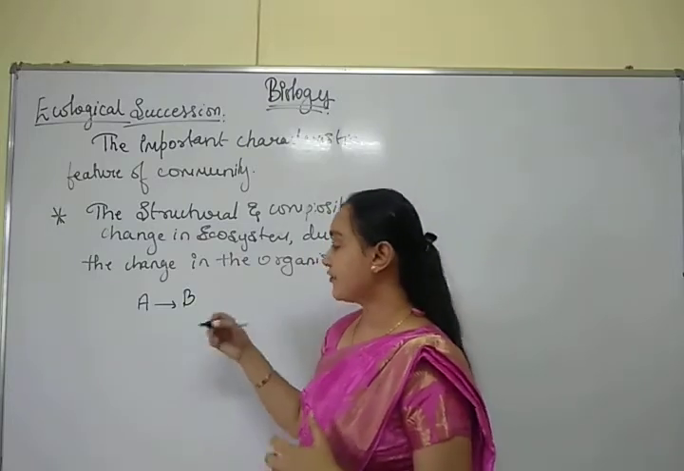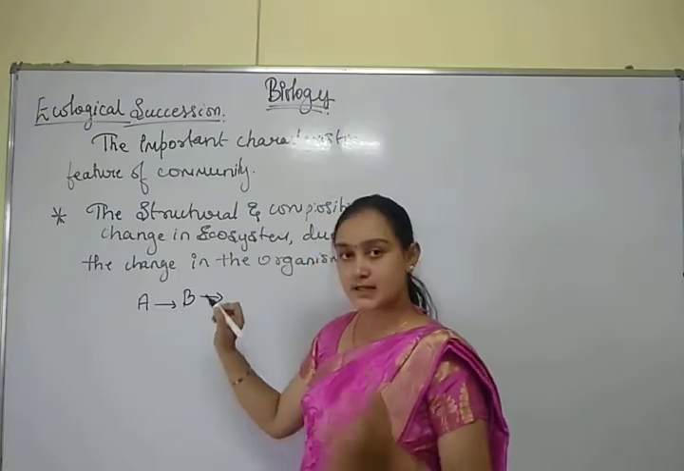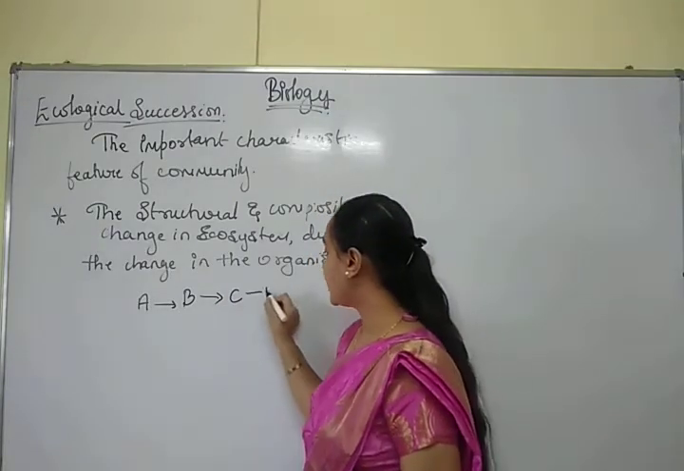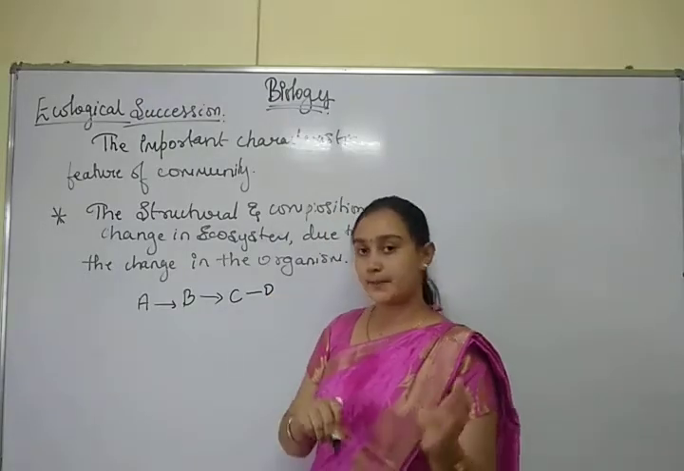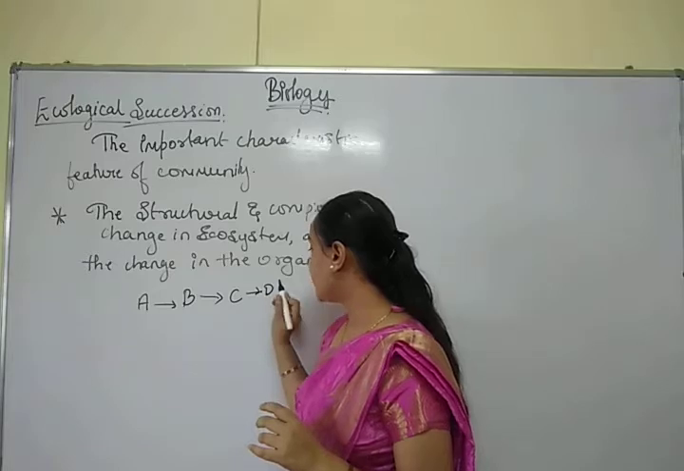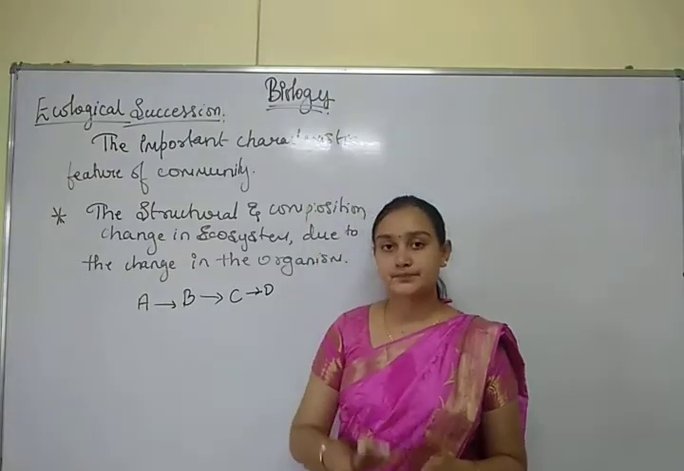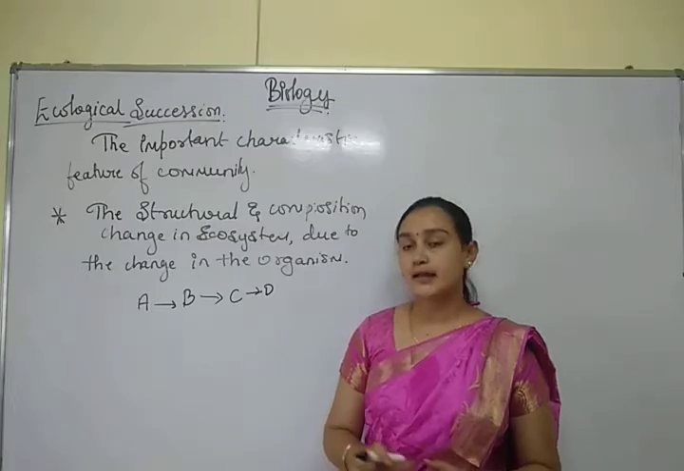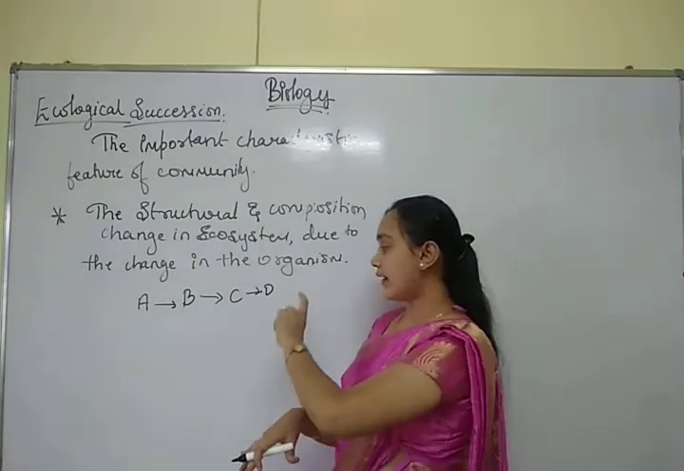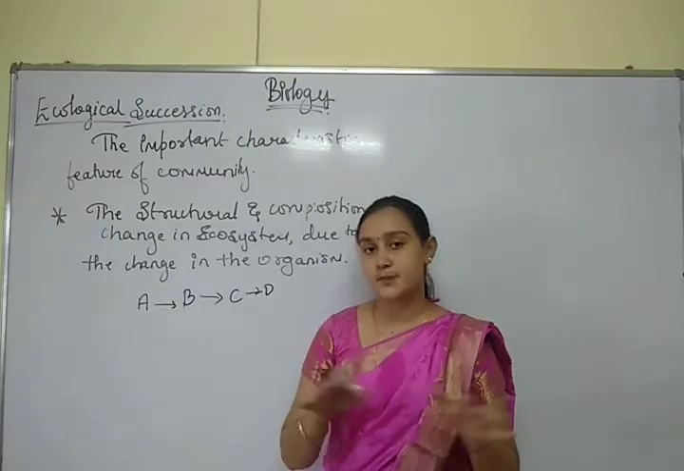Now after a certain period, species B will be replaced by C. Next, C will be replaced by species D. Now this is the final species which will get adopted in that particular ecosystem. That final species is the climax species at the end of this ecosystem.